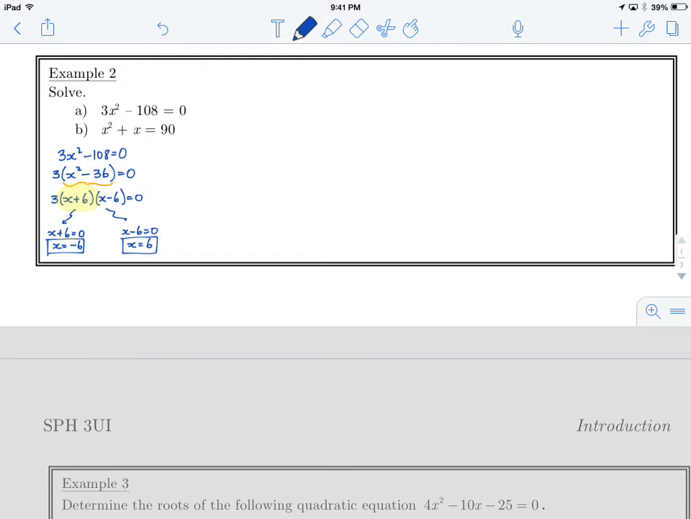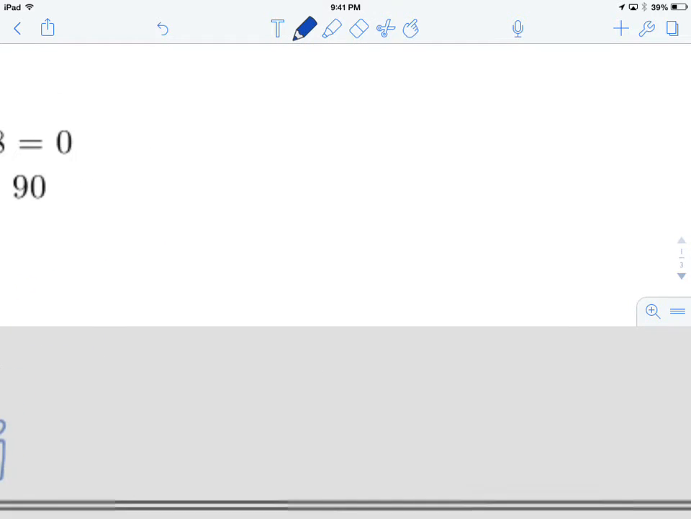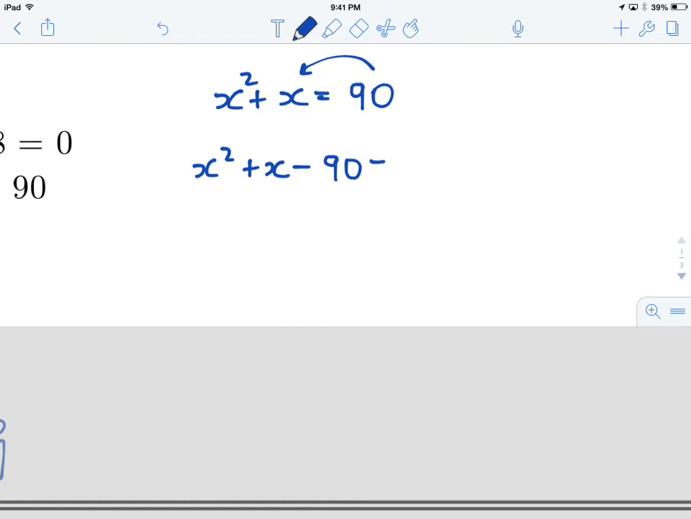Now, part B looks a little bit different. We got x squared plus x is equal to 90. Now, what we know is that we can't have it in this form. We've got to move this over to this side. It's got to be equal to 0. So we've got x squared plus x minus 90 is equal to 0.